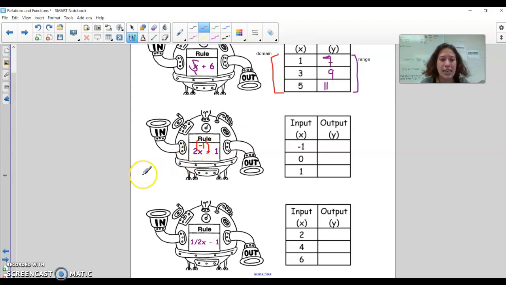Okay, so I got -2, but the machine's not done yet, right? It still has to add 1. So it's going to add 1. -2 plus 1 gives me -1. So the number that pops out is -1.